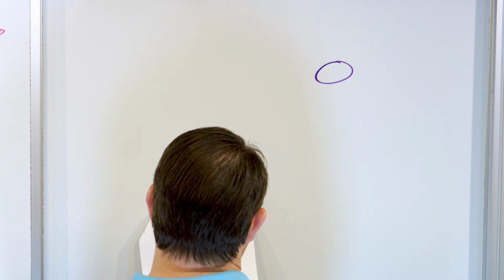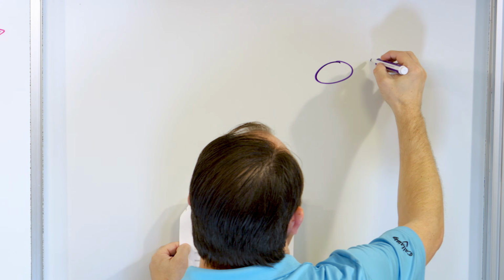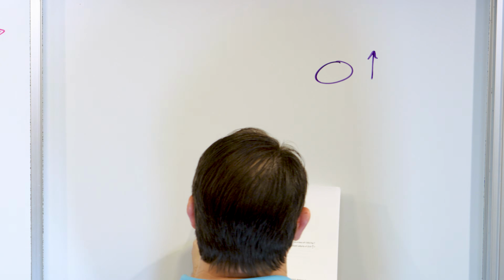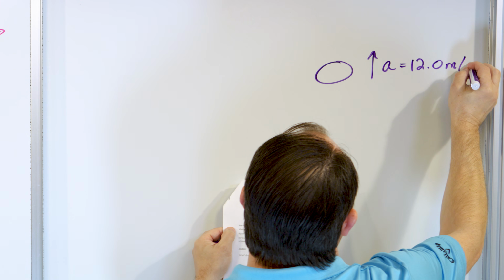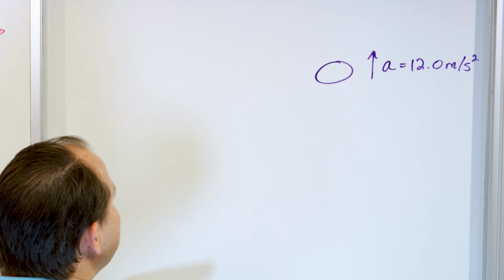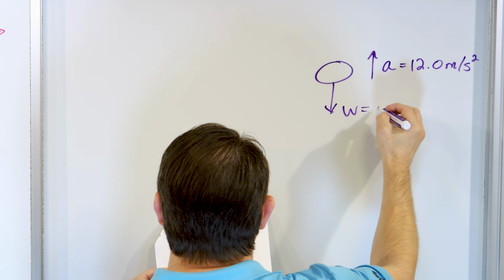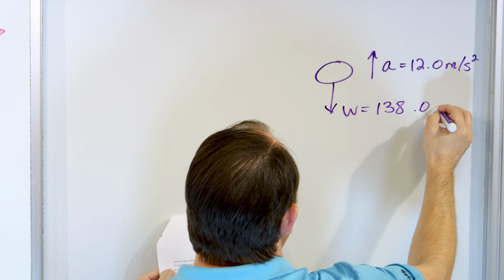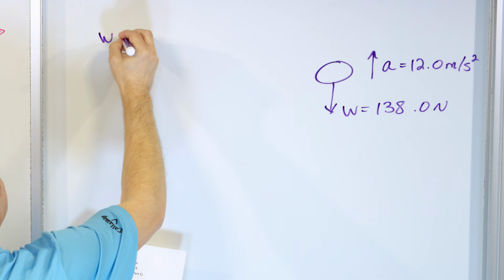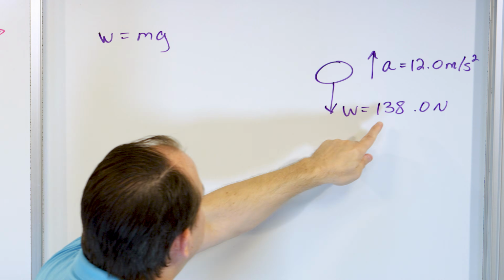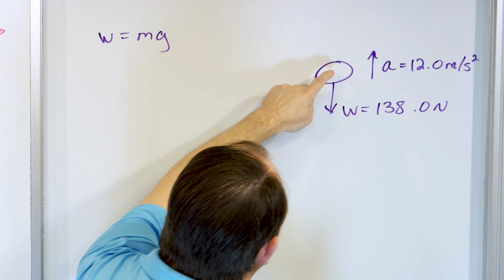I could draw a little rock, like a little oval right here. And what I have here is this guy traveling upward, so I'll just put a little up arrow next to it. The acceleration going up is 12.0 meters per second squared, right? And it's telling me that this force of gravity, which we call the weight, is equal to 138.0 newtons. Now I could calculate the mass here because I know that the weight is equal to the mass times gravity, right? So I know the weight, and I know the acceleration due to gravity, so I could calculate how many kilograms the stone is.